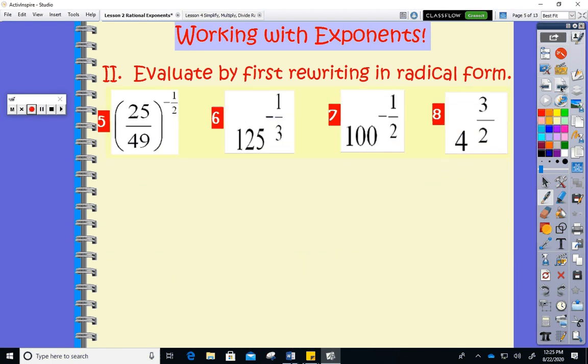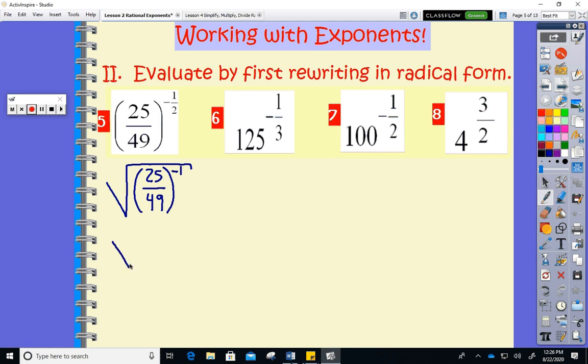Let's keep going with these. I think these are fun once you know what the rules of the road are. So on this one, guys, you're going to say, okay, now wait a minute. I'm taking the square root. I see that part. And then I've got 25 over 49, but it's still to the -1 power.